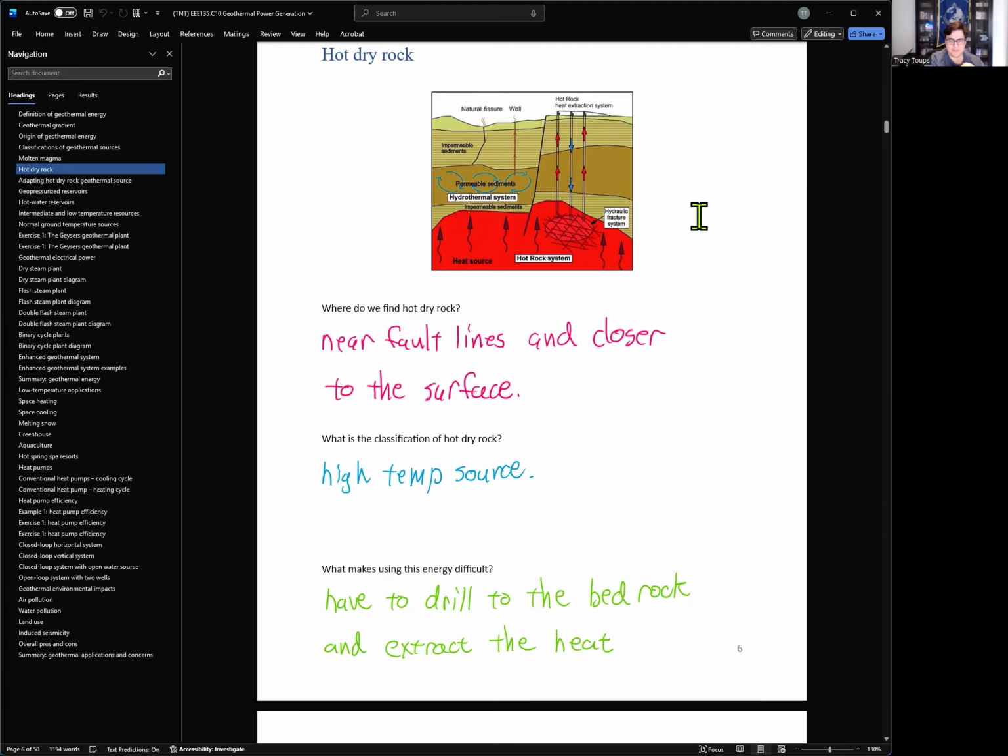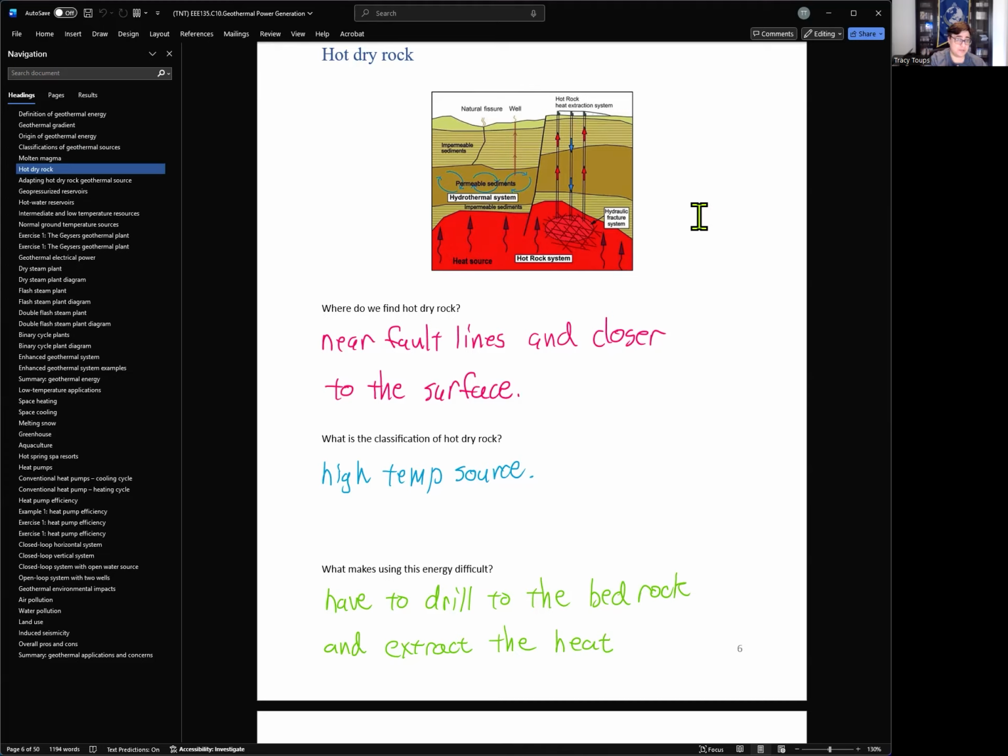So this is deeper in the earth. You'll have literally rock that's super hot because of the core, right? And if we can find it near a fault line and closer to the surface, we can then use it. So where do we find hot dry rock? Emphasis on we, as in we discover it. It's near fault lines and anything that happens to be closer to the surface. It's kind of a luck of the draw.